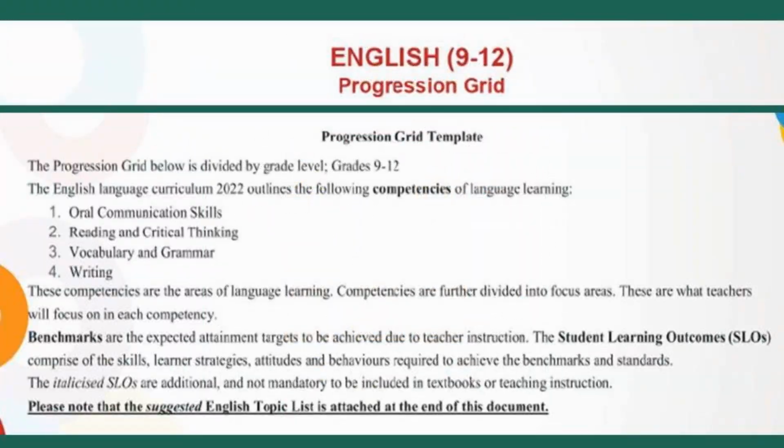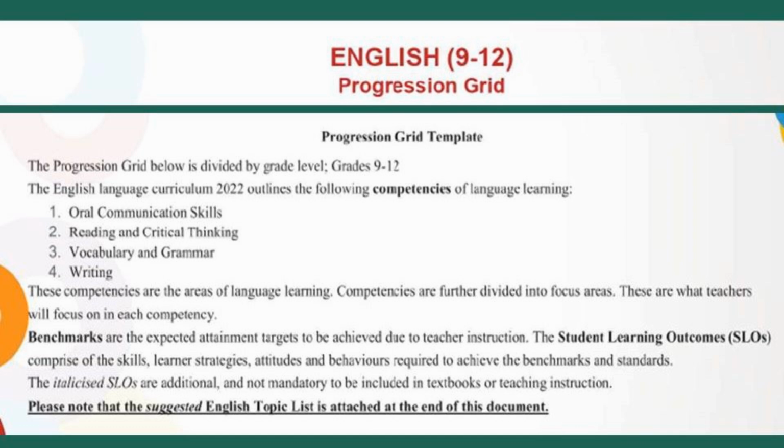You can see English progression grade from class 9 to 12, and these are 4 domains. In these 4 domains the teacher has to prepare his students. The English language curriculum 2022 outlines these. Number 1, oral communication skills. A teacher has to prepare students in oral communication skills. He must have good communication in the English language.